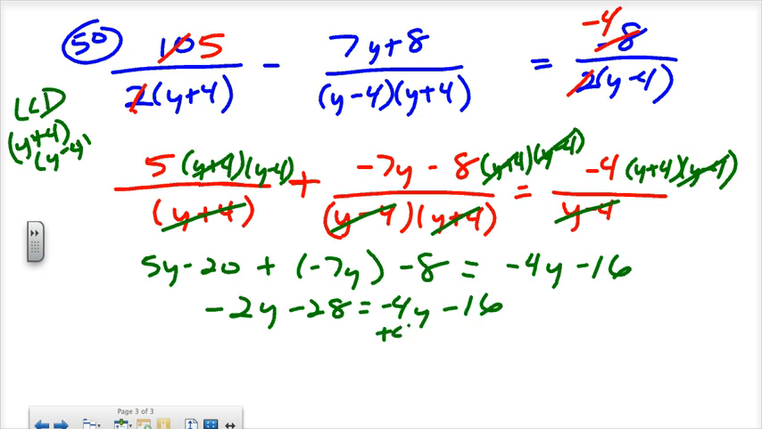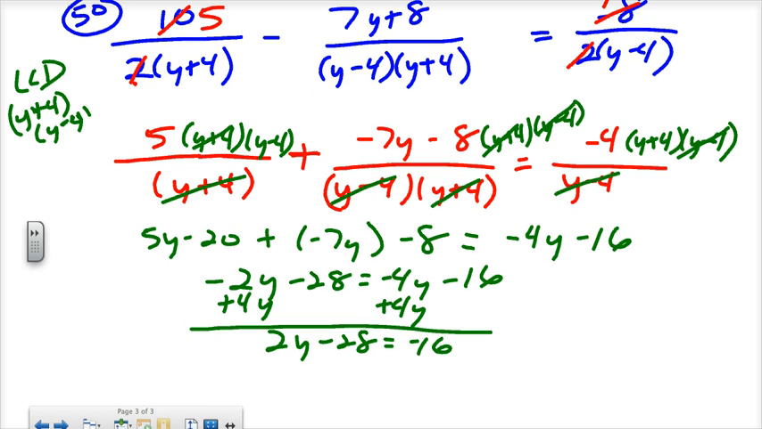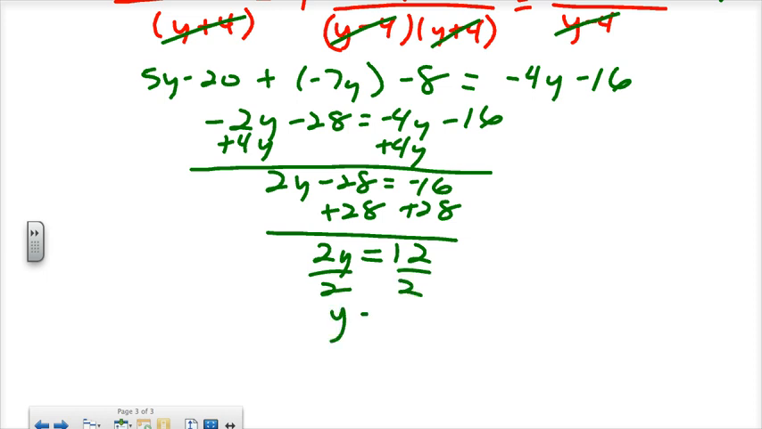And then we will add 4y to both sides, and we will get 2y minus 28 equals negative 16. And then we'll go ahead and add 28 to both sides, and 2y will equal 12. Divide both sides by 2, and we have y equals 6.